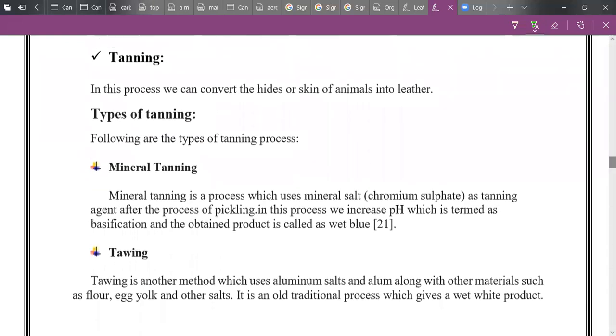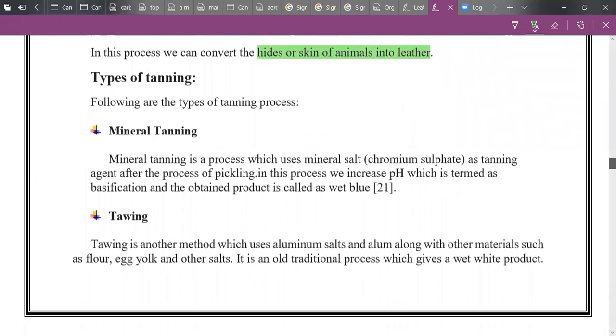Tanning. Tanning is the process in which we convert the hide of animals into leather. There are a few types of tanning: mineral tanning, tawing, chrome tanning, and vegetable tanning. Mineral tanning uses mineral salts such as chromium sulfate as the tanning agent after the process of pickling. In this process, we increase the pH, which is termed basification, and the obtained product is called wet blue.